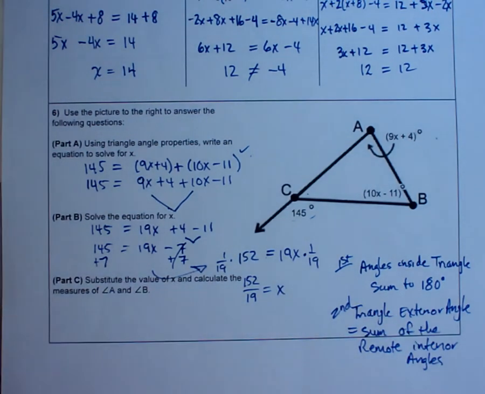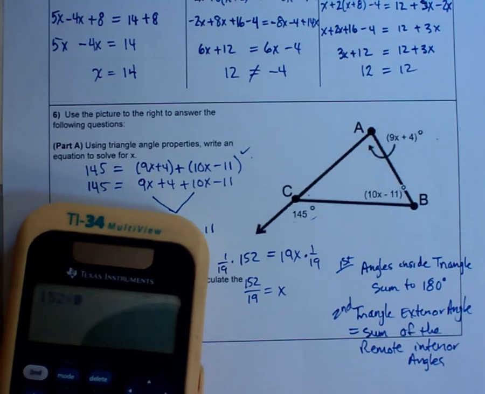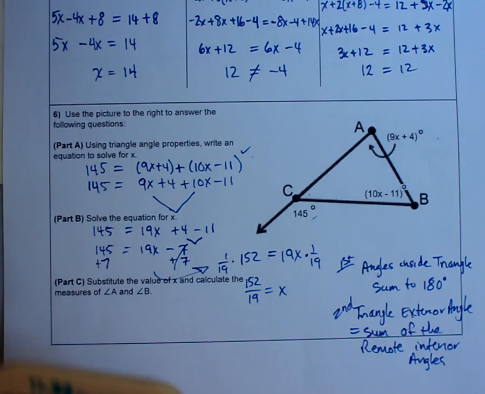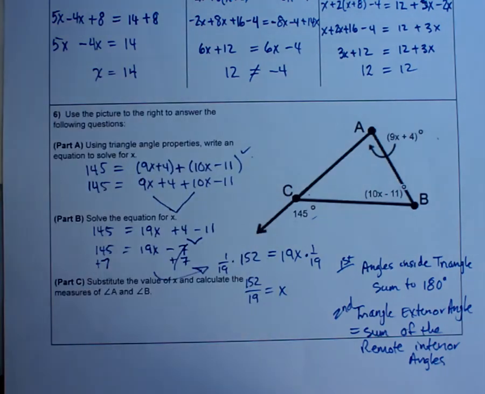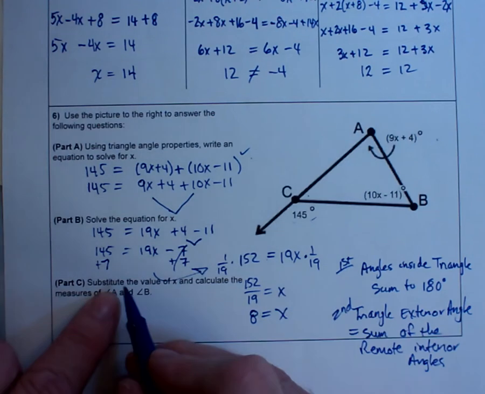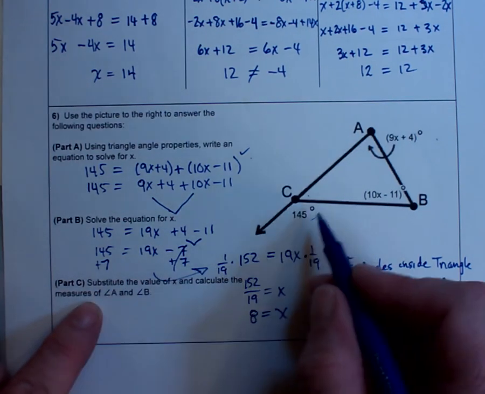And I'm going to need a calculator. 152 divided by 19. Oops, I hit times. 152 divided by 19 is the number 8. So x equals 8. And now I have one more thing to do. I need to substitute back and find the angle A.